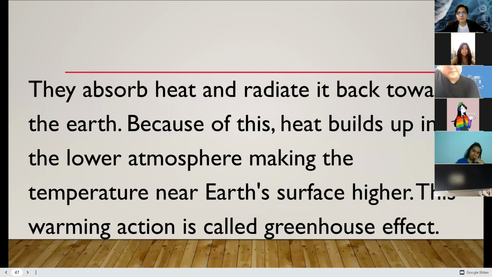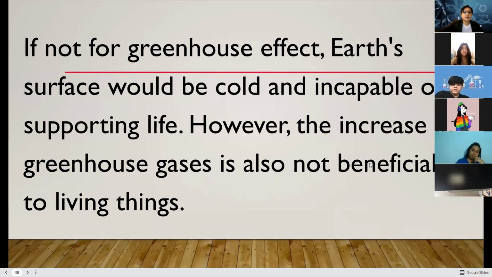Okay, let's move forward. If not for the greenhouse effect, Earth's surface would be cold and incapable of supporting life. However, the increase in greenhouse gases is also not beneficial to living things because, again, it creates a lot of heat. Although we really need this heat from the sun, we need to radiate it back to space. But then again, we cannot do it because of these greenhouse gases.